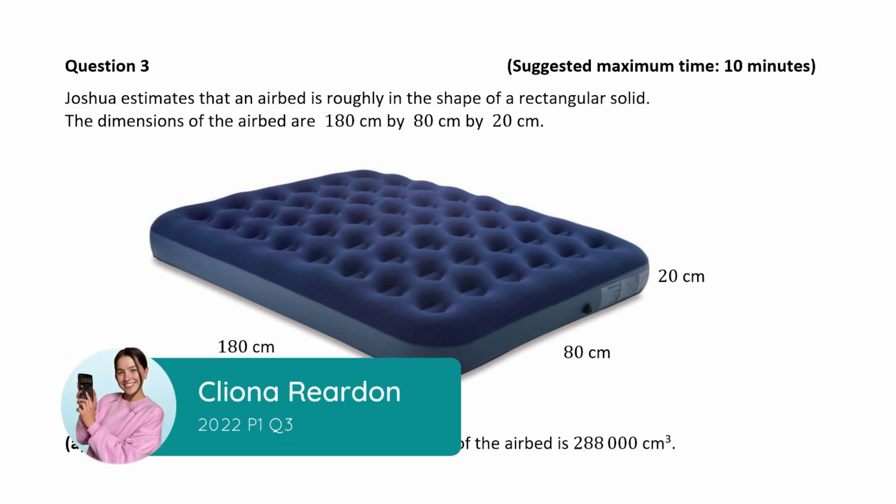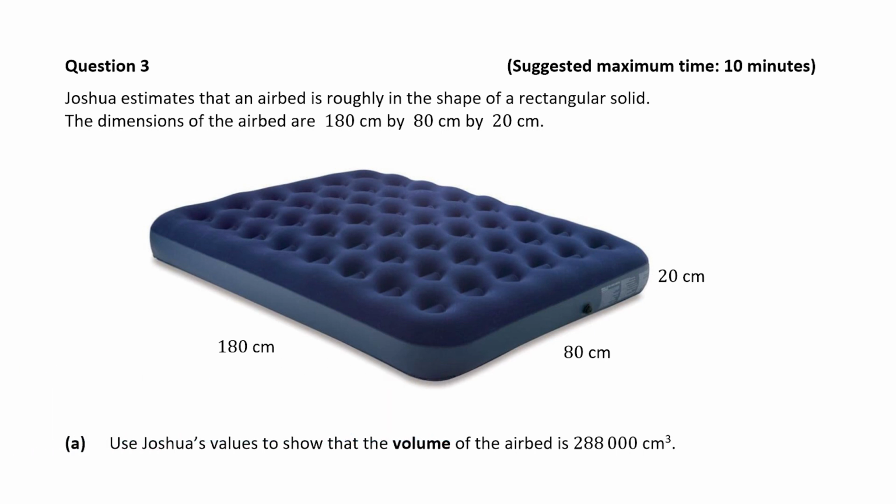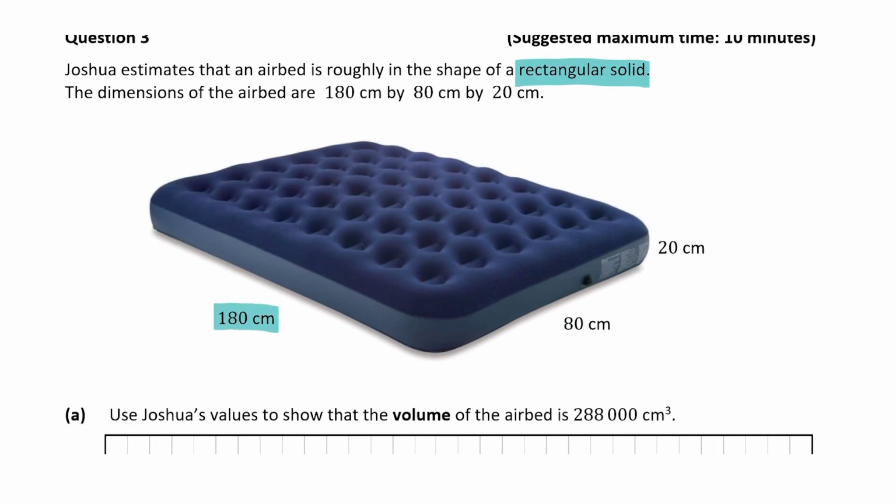Kleena here, and today I'm going to be taking you through the solution to question 3 from this Junior Cert Ordinary Level paper. So in this question we're given an airbed and we're told that it's roughly in the shape of a rectangular solid. And then it gives us the dimensions of the airbed, and we're also given a diagram of these same dimensions. So it's 180 centimeters by 80 centimeters by 20 centimeters.